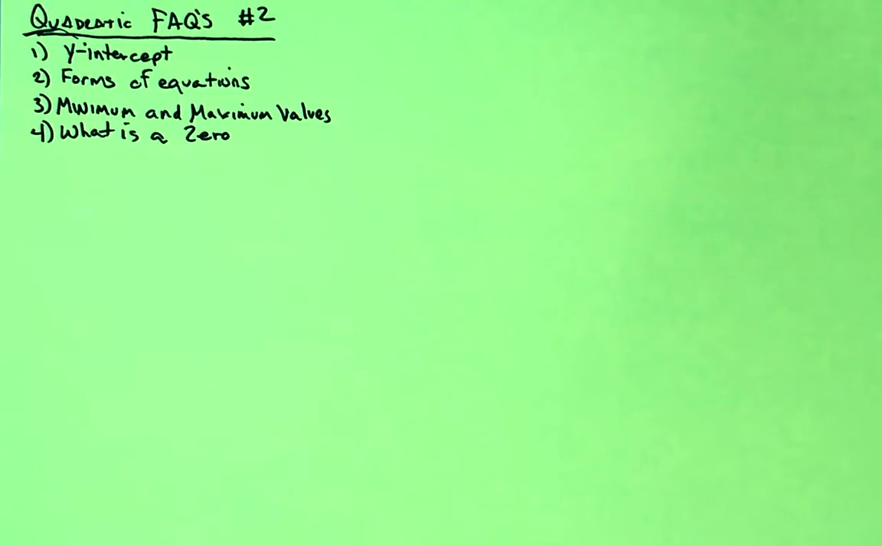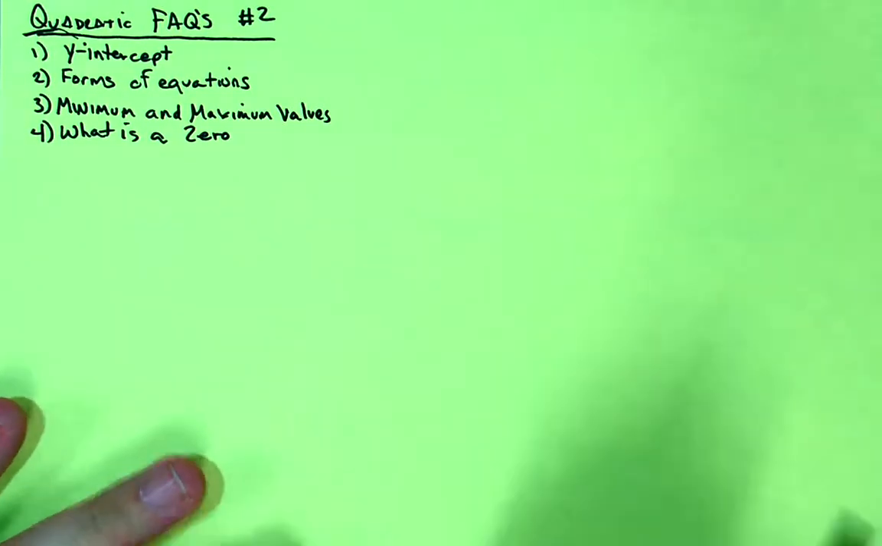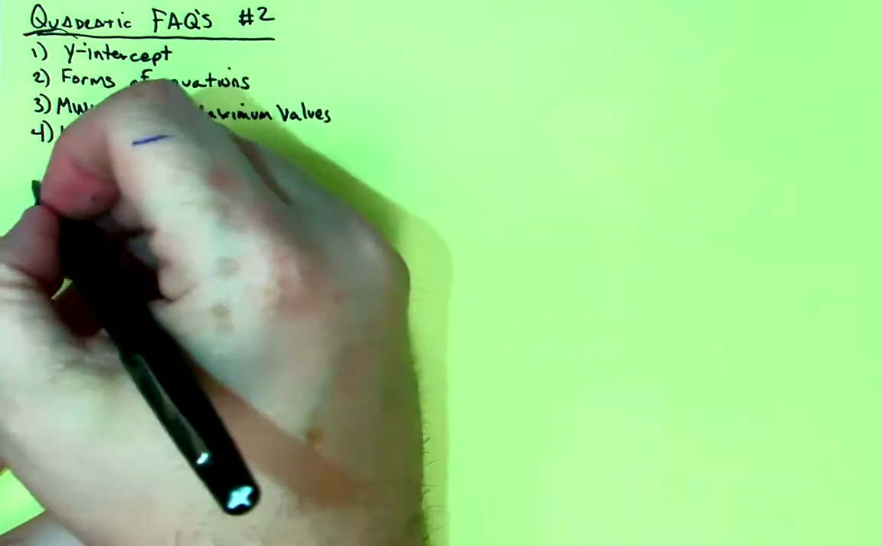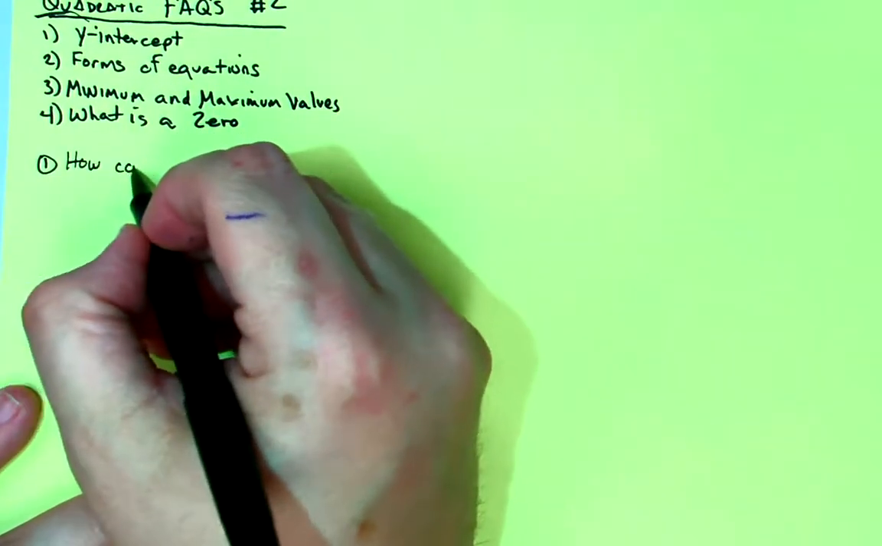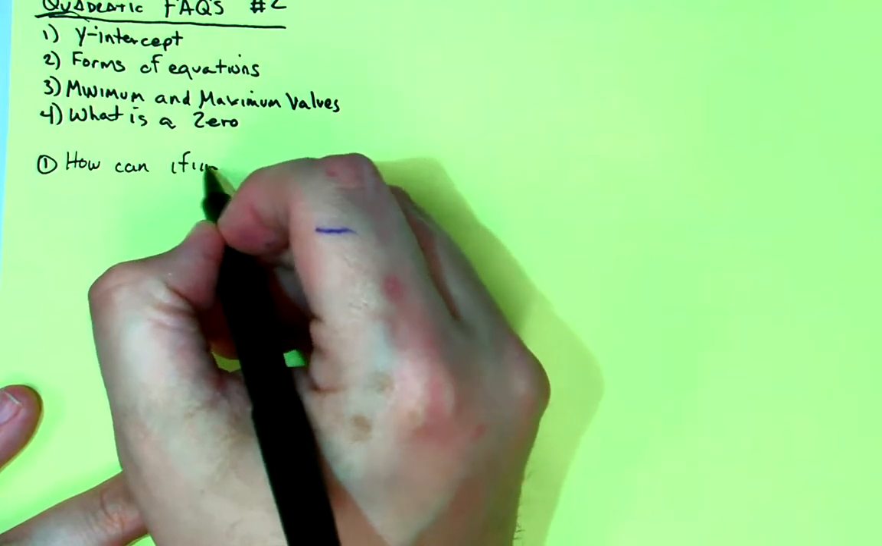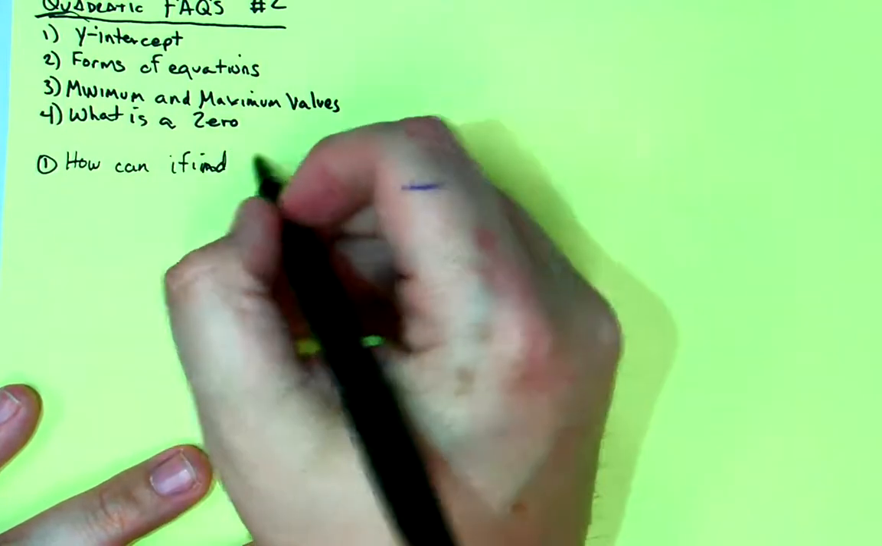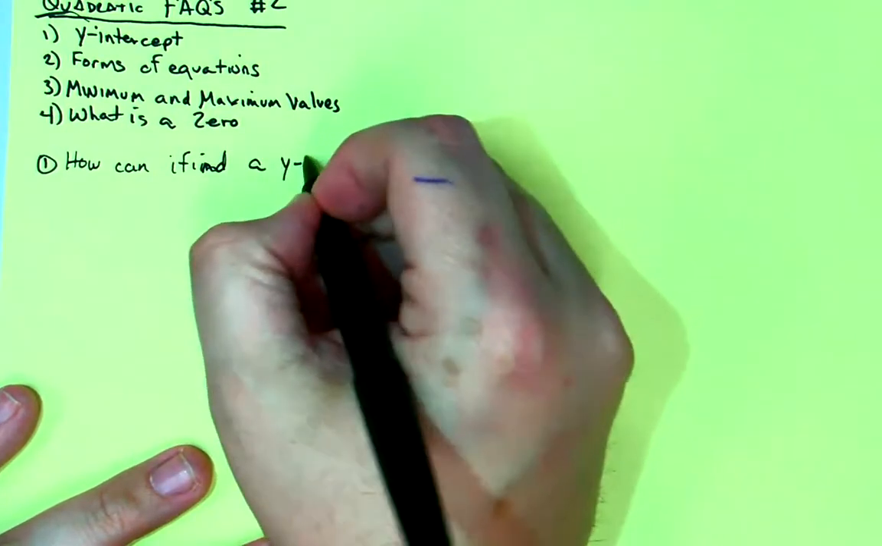Alright, quadratic facts number 2. We are going to cover the y-intercept, the forms of the different types of quadratic equations, minimum and maximum values, and what is a zero. So, first question is, how can I find a y-intercept?